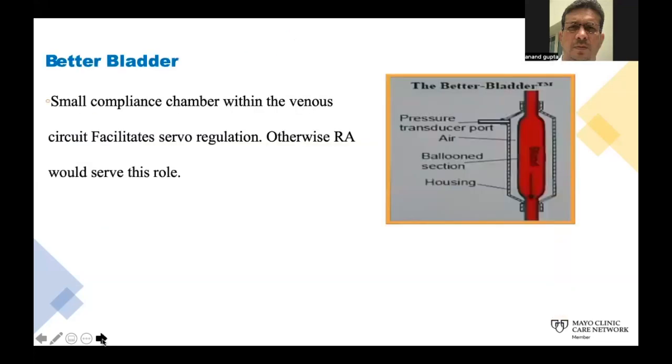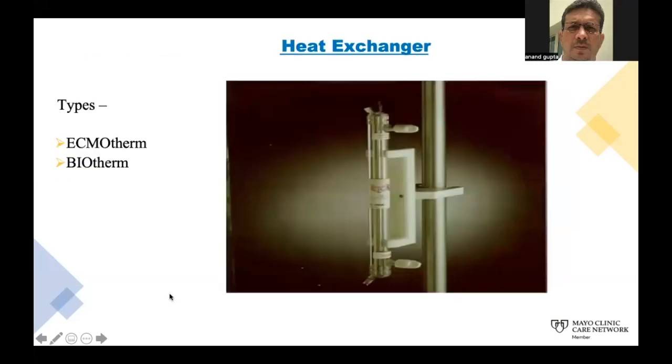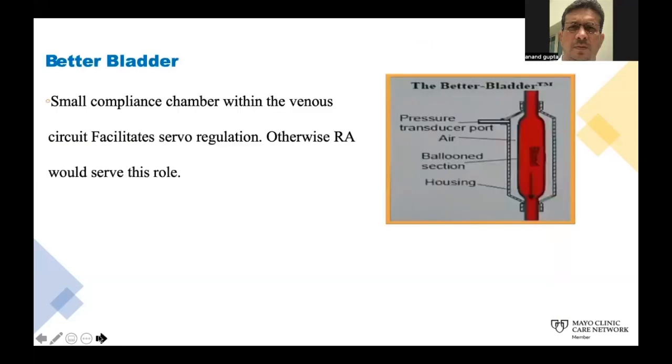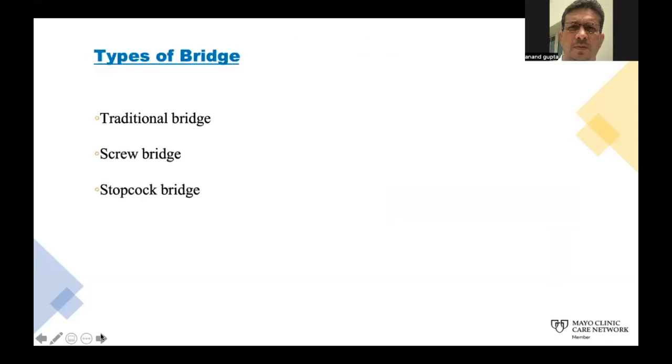Next are the ECMO heat exchangers. There are two kinds, Ecmotherm and Biotherm. Another important component is the venous bladder. It is a small compliance chamber within the venous circuit that facilitates servo regulation. Otherwise, the right atrium would serve this role.